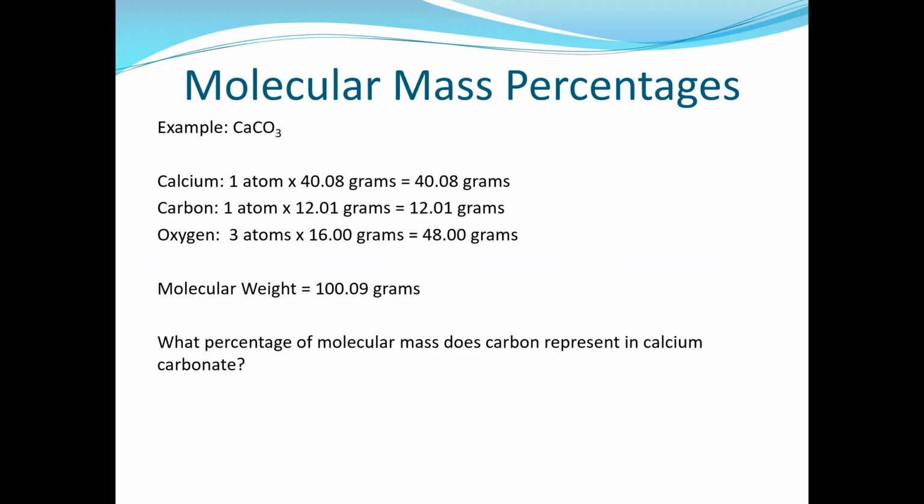The other thing we like to talk about is molar mass percentages. What is molar mass percentage? We're looking at the molecule itself, and molecule is another word for compound, just FYI. Here we have calcium carbonate. We're finding a molecular weight of it, and we get 100.09 grams. A lot of people like to just say it's 100 grams as a shortcut, but we're doing 2 decimal places, so it's 100.09.